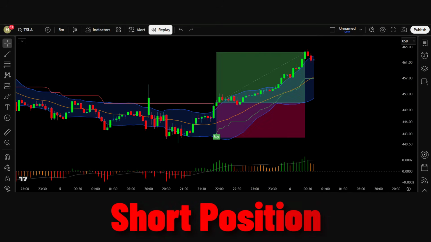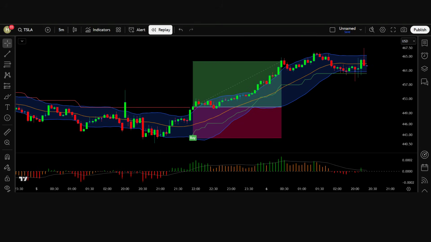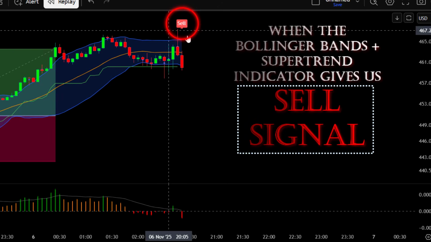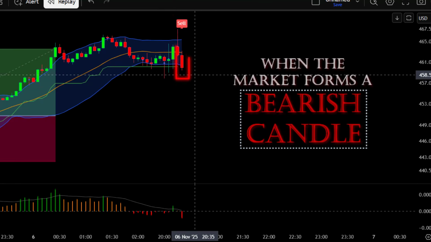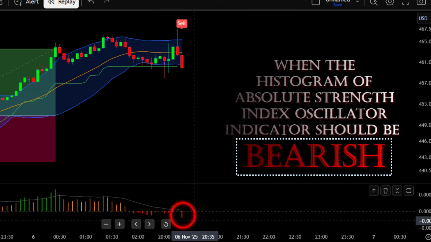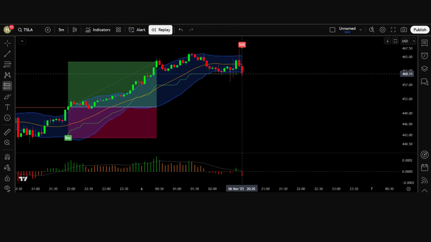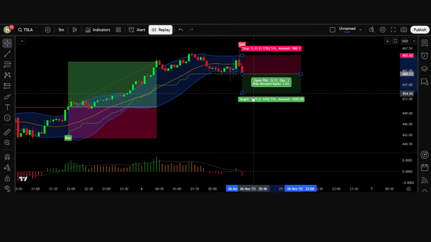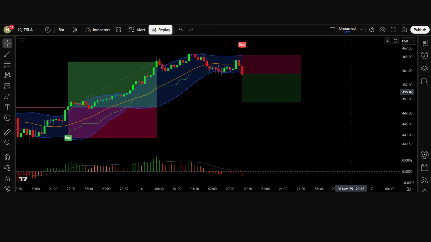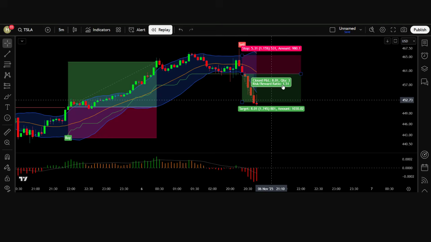Now let us understand short position. When the Bollinger Bands plus SuperTrend indicator gives us sell signal. When the market has created a bearish candle. When the histogram of Absolute Strength Index Oscillator indicator should be bearish. If this condition is fulfilled, then we will place sell order. Place your stop loss at the higher band of BB SuperTrend indicator. With a 1:1.5 risk-reward ratio. The market has completely hit the target.